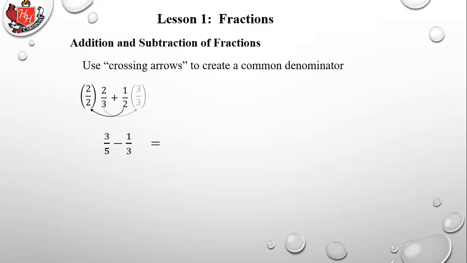Then 3, you do the same thing. You cross it over and multiply top and bottom by 3. And you just do 4 little multiplications there. 2 times 2 is 4. 2 times 3 is 6, 1 times 3 is 3, and 2 times 3 is 6. So you see that the bottom number, the denominator, is the same, and that's what you need to have to either add or subtract.